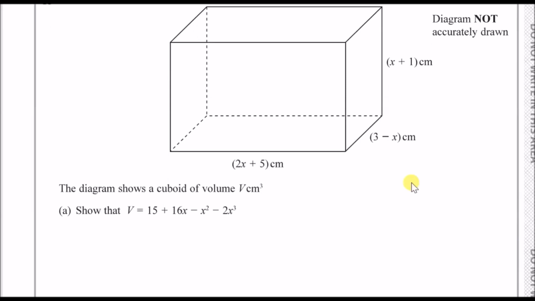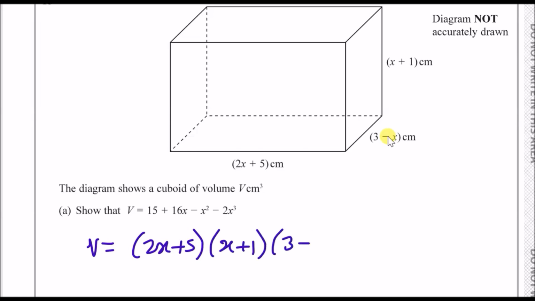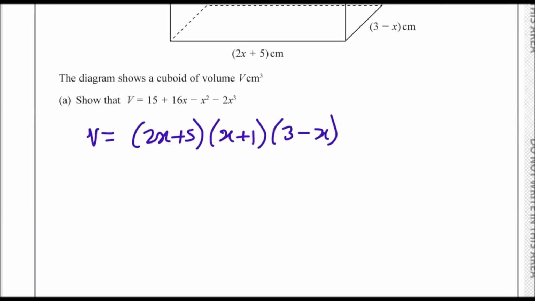Now, what it's trying to tell us is that, firstly, let's find the expression for volume. Well, we know that the volume is just the product of these three lengths here. So let's go ahead and multiply all three terms, yeah? So we're going to have 2x plus 5 times x plus 1 times 3 minus x. Now, there's a number of ways you could do this. And my personal way is to always focus on the last two brackets, expand it, then deal with the first.